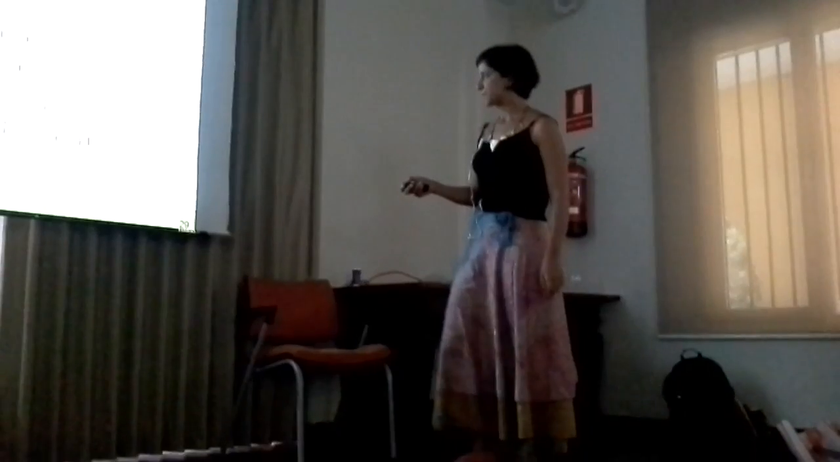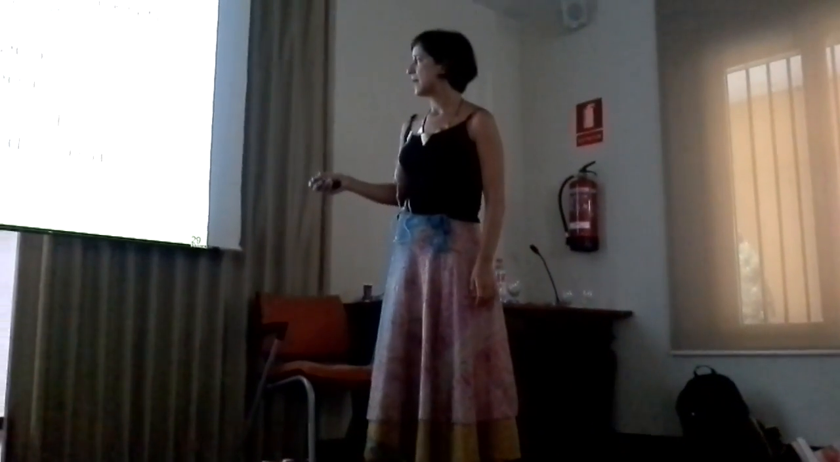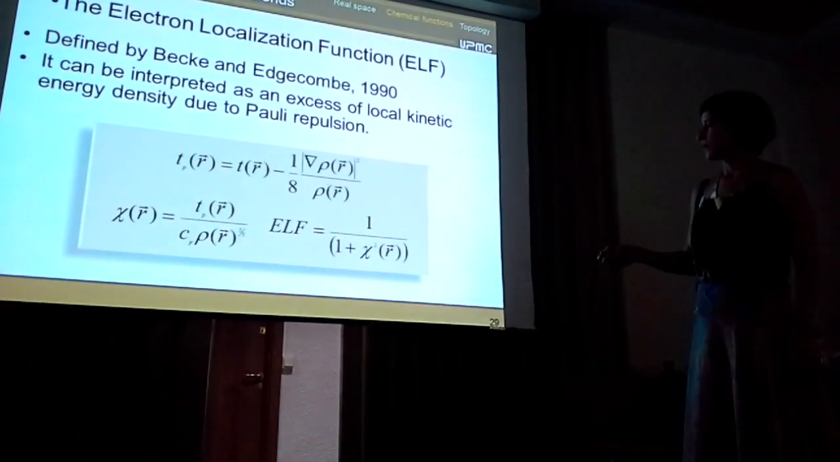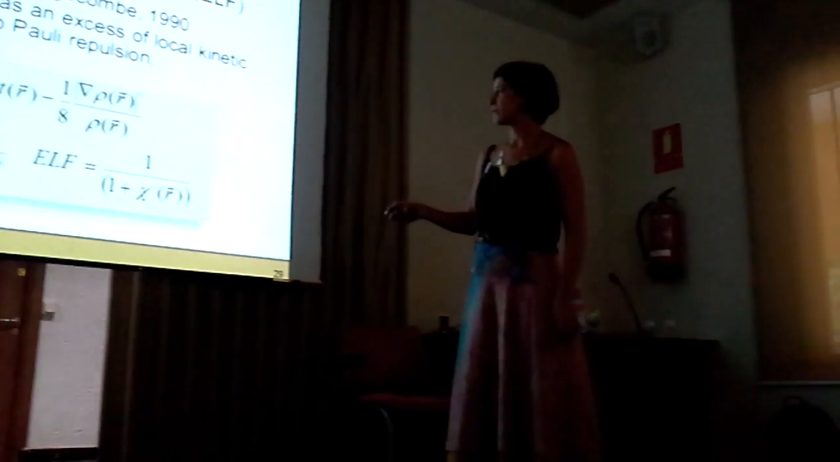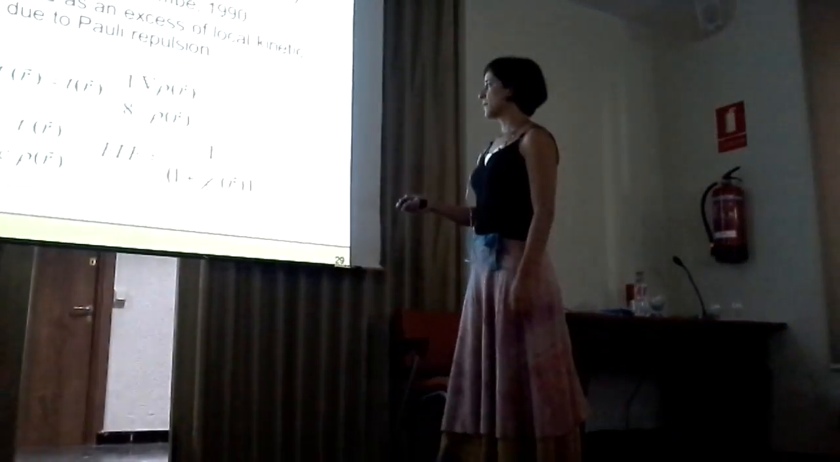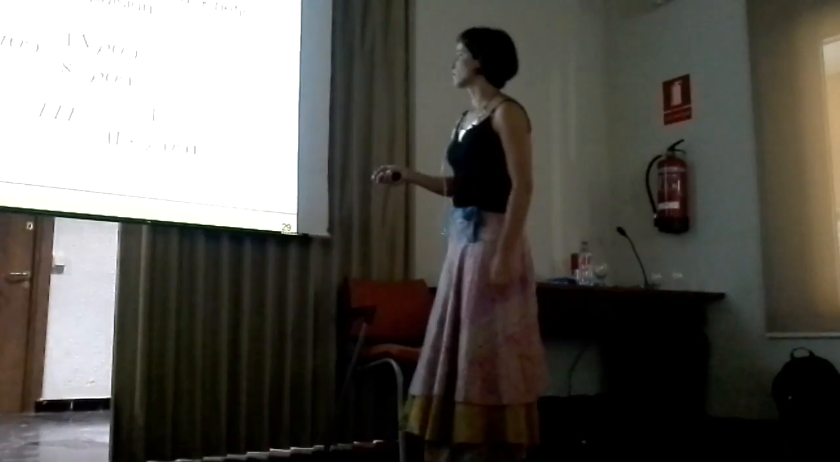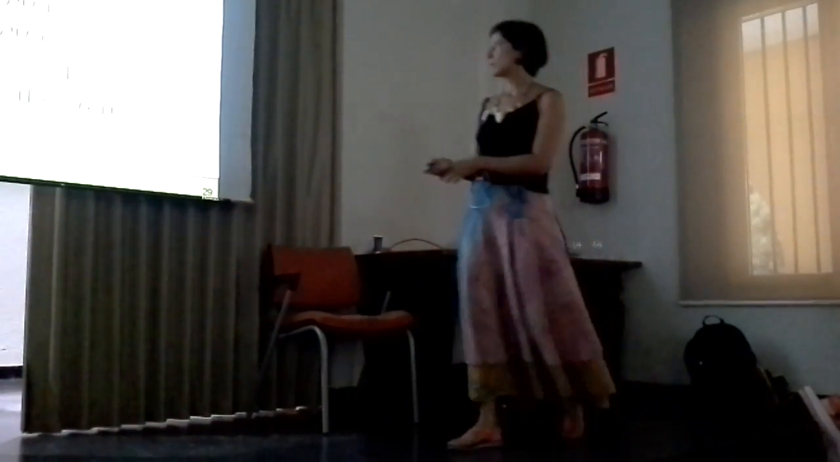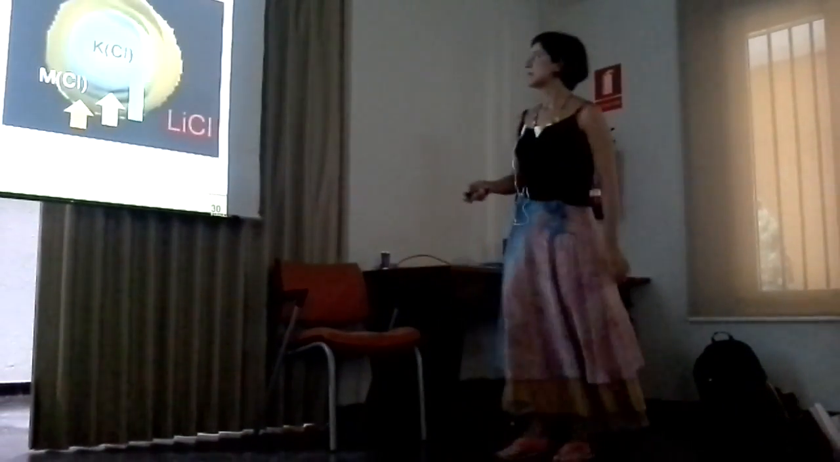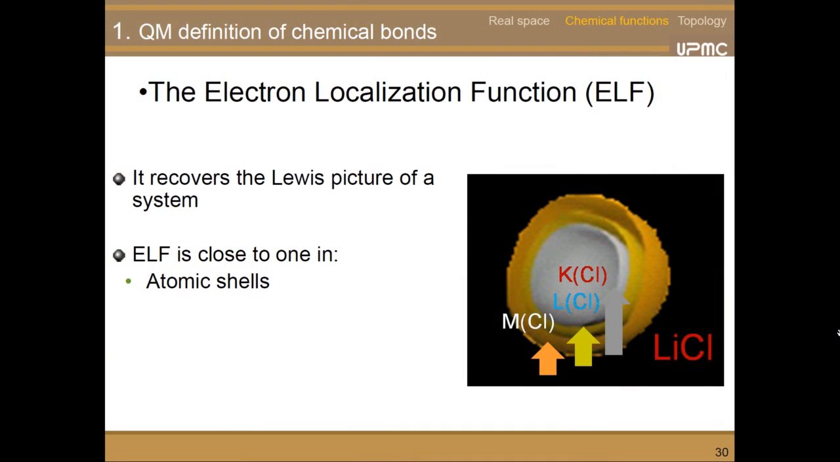Now, this is a kinetic energy density, and it depends on the density, like the density to the 5/3. So we have to get rid of this density dependence. Otherwise, we would not be able to compare core and valence regions. And then just for it to be easier to interpret, it is mapped so that it goes from 0 to 1. When we do this, the picture we obtain is the following. We recover the Lewis picture of a system. Here we have chlorine, and you can see that when we picture ELF isosurfaces, we obtain three isosurfaces for the three atomic shells in chlorine.